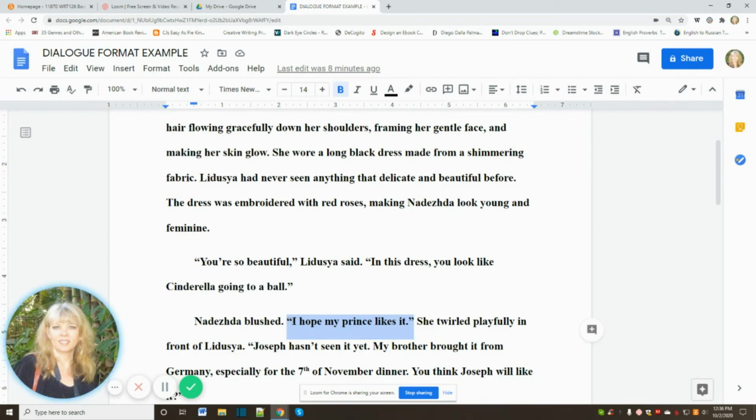if you have a statement that follows with an action, like in this case, here are her words, and then an action follows, she twirled, then you put a period, not a comma, because she twirled is not a way of saying words.